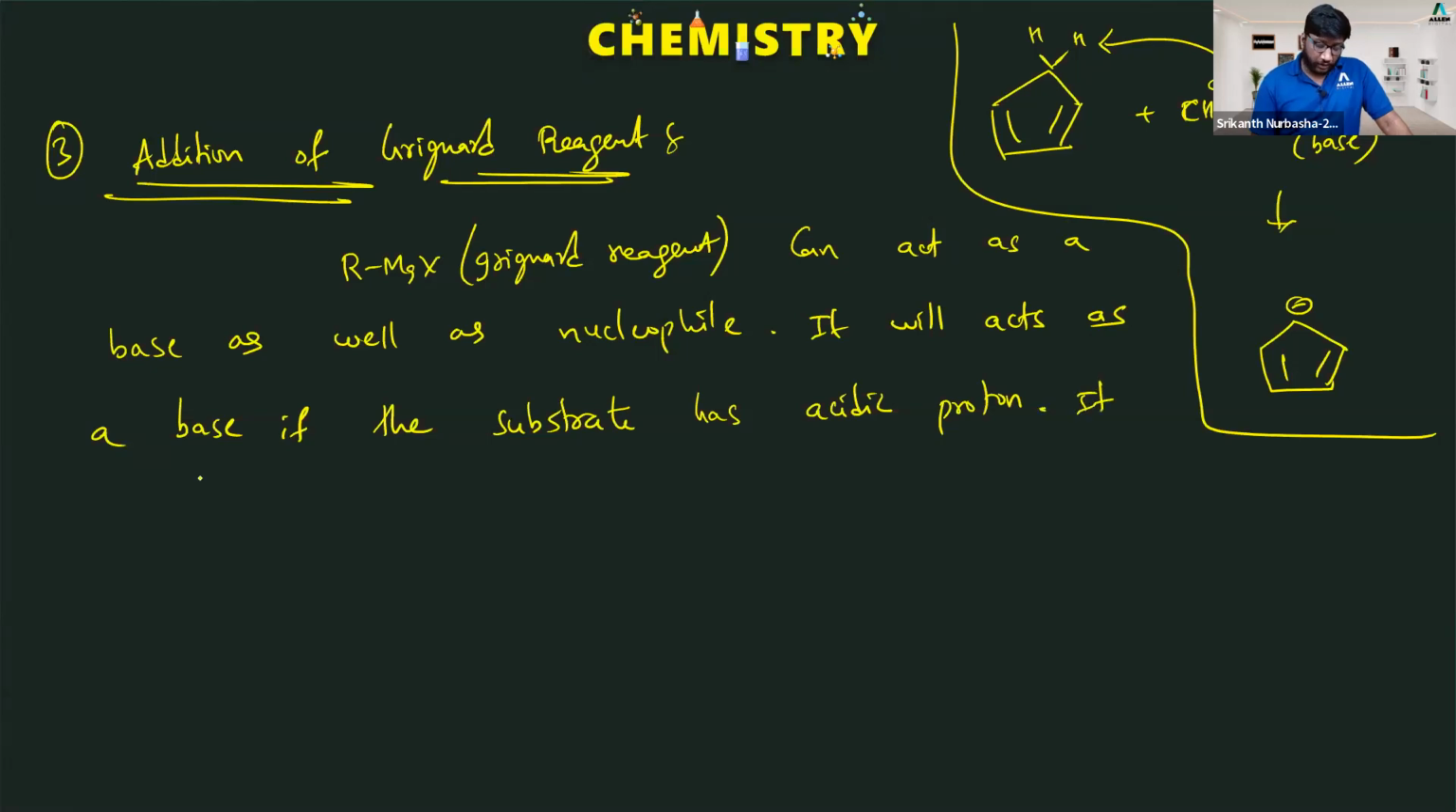If not, it will act as a nucleophile. So whenever we are trying to add Grignard reagent like CH3MgBr, let us say, to carbonyl compounds like formaldehyde, aldehydes except formaldehyde, and ketone, under that condition, will it act as a base or nucleophile?